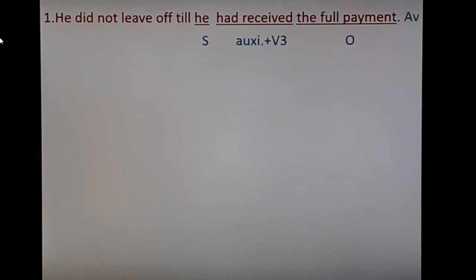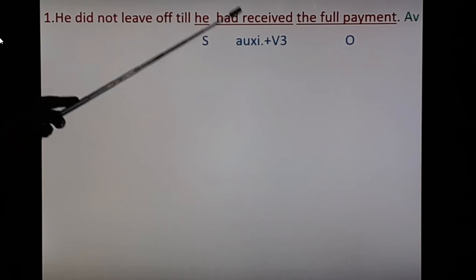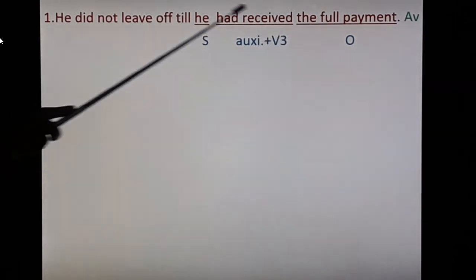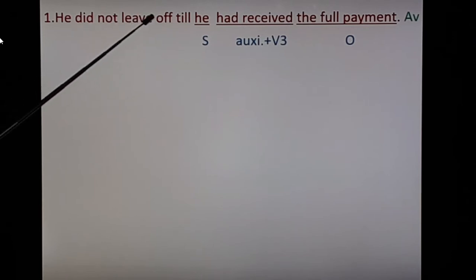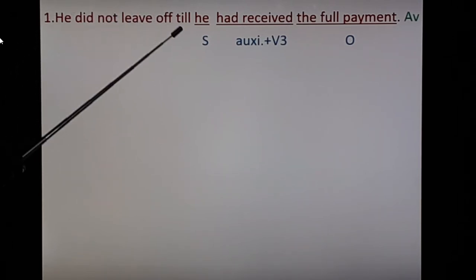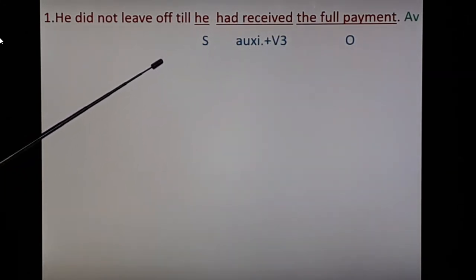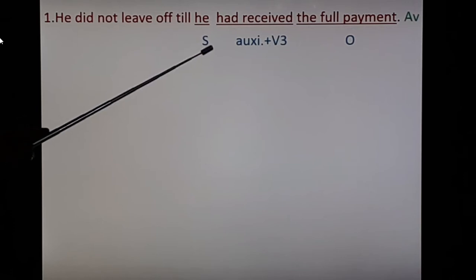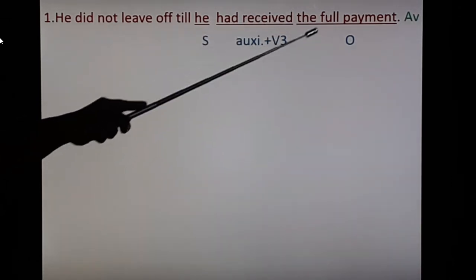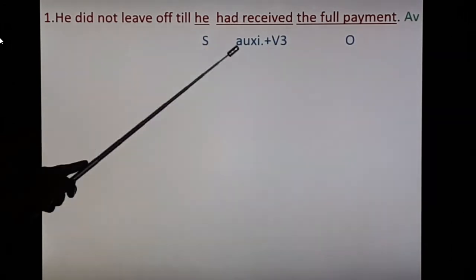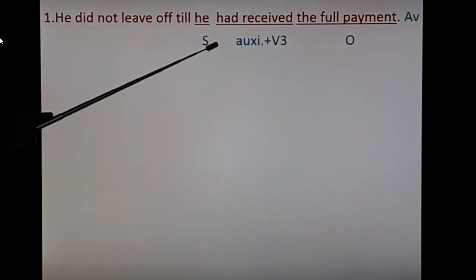First, he did not leave off till he had received the full payment. So here he did not leave off. This will remain the same. After till, whatever is given, that you need to change into passive. So he, subject, had, auxiliary verb, received, V3 form. Then the full payment, that is an object. This is active voice because been is not given and by is not given.